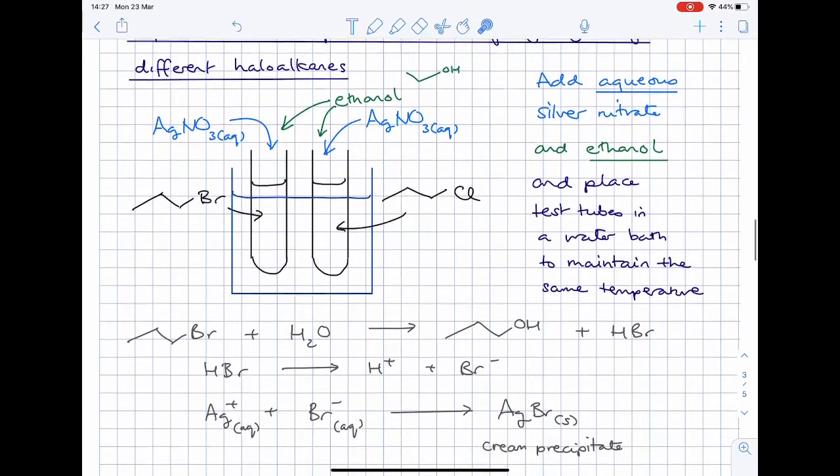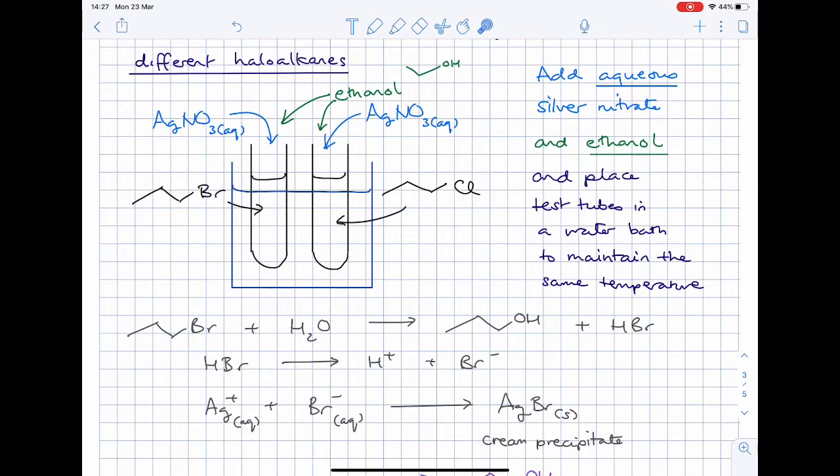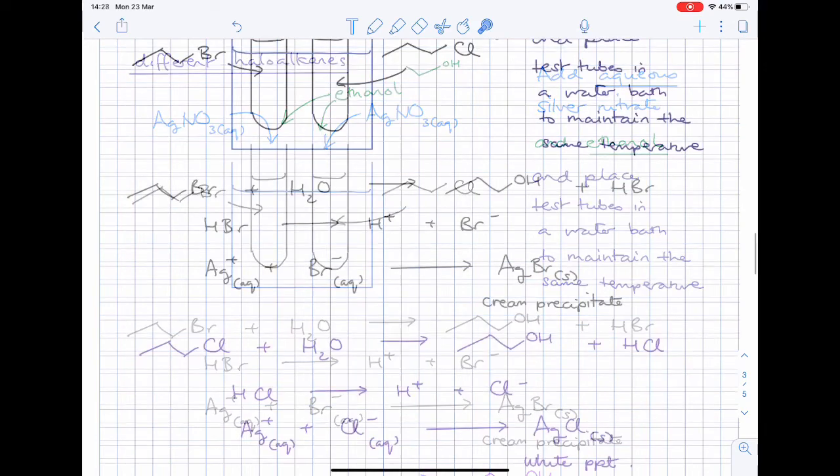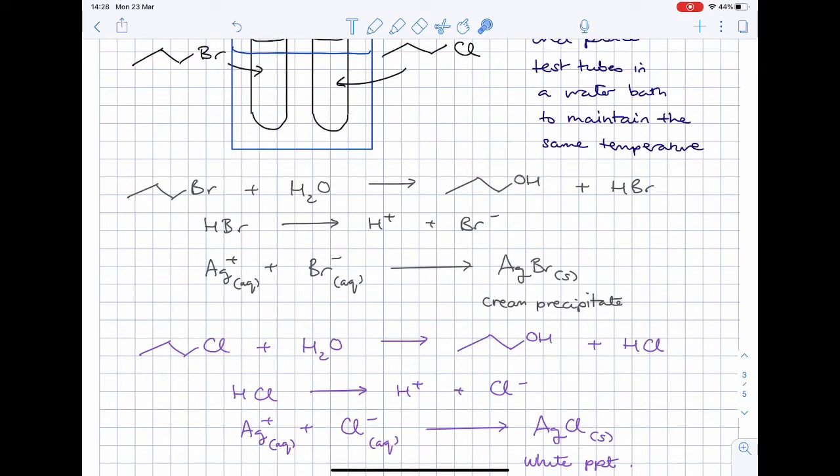So what will happen when the mixture is added together? The haloalkane, in this example I've just chosen the bromoalkane, will hydrolyze in water, and the hydrogen halide will be formed, in this case hydrogen bromide, and the hydrogen halide will ionize in the aqueous solution and form bromide ions. So we form halide ions basically in both of these. The chloroalkane will do the same thing, but in this case we'll have hydrogen chloride, or HCl, and this will ionize to give us chloride ions, and the chloride ions will combine with silver ions from the silver nitrate, and we'll get a white precipitate for the chloroalkane, whereas we'll get a cream precipitate of silver bromide for the bromoalkane.